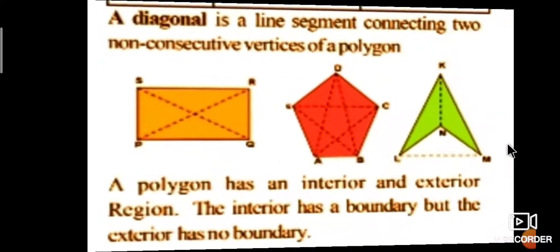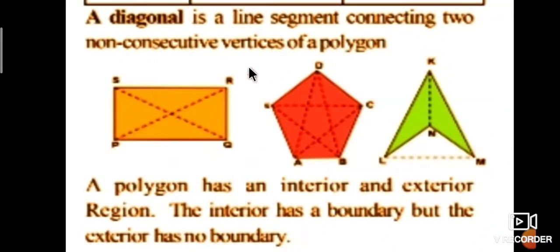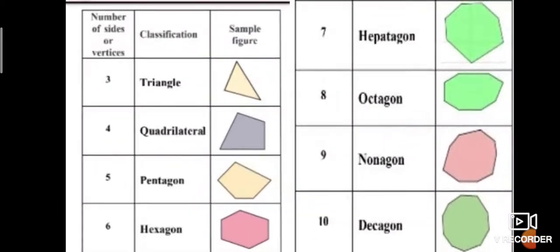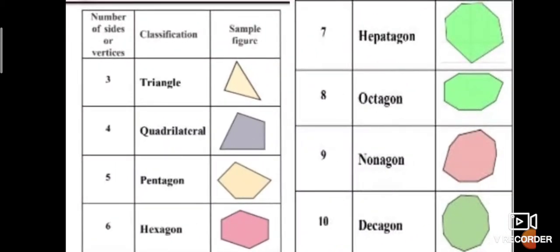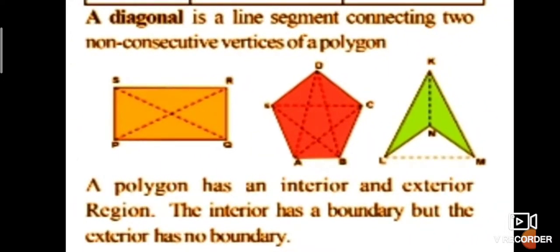Okay. Next one is diagonal. After the classification of polygons, we shall discuss diagonals. This is the classification of polygons, where we classify the polygons. Next one is a diagonal.